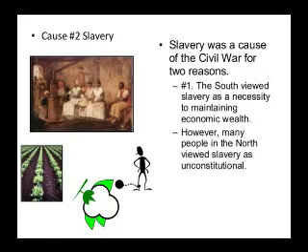Now, slavery was a very important cause of the Civil War. As we know, the country was divided into North and South, hence there was a difference in opinion regarding slavery. According to the southern section, they viewed slavery as a necessity to maintain economic wealth. But in the northern section, they viewed slavery as unconstitutional.